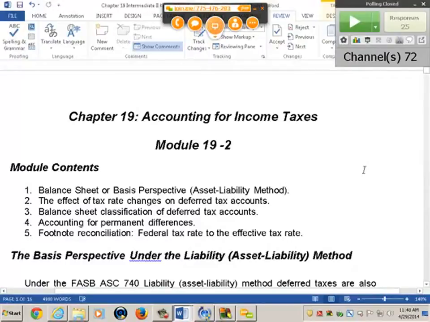what we want to do here is look at this balance sheet perspective, basis perspective. It's sometimes known as the asset liability method. You also see it as just a liability method. Regardless of the term, it is a focus on the balance sheet. Once you focus on the balance sheet, you trade off the income statement. I know I mentioned this back in Intermediate 1, the trend is now a balance sheet focus. So the goal is to properly value assets and liabilities at the cost of proper matching. So we don't worry as much about matching anymore.